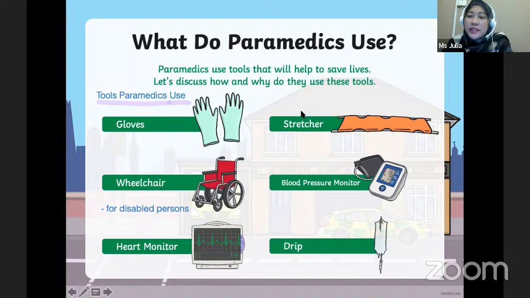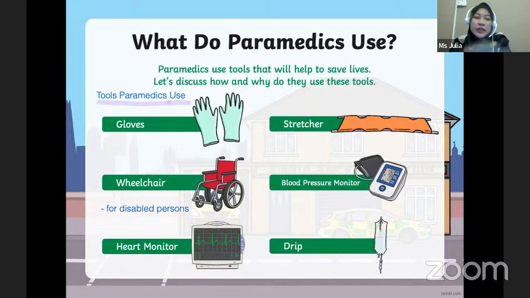Number 4, can you read? Okay, number 4, please. Stretcher. Okay, what's a stretcher and what do we use it for? To carry a person that is very injured.